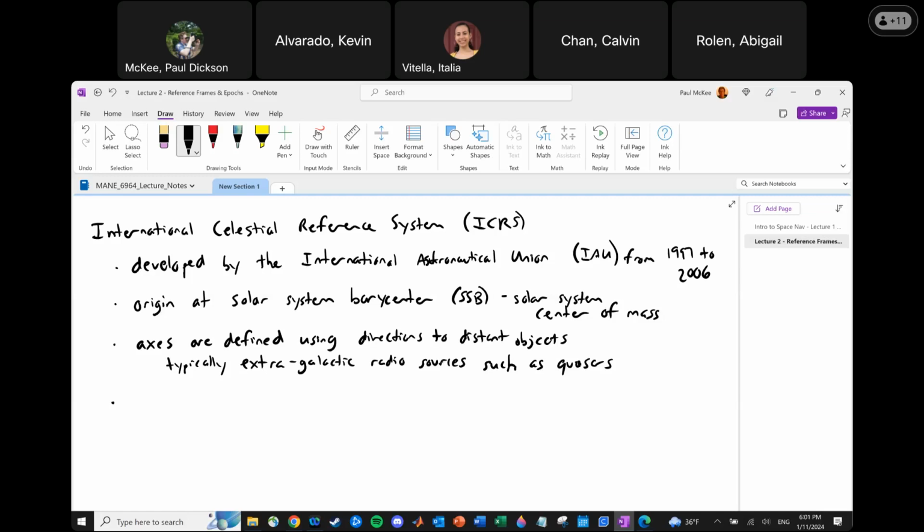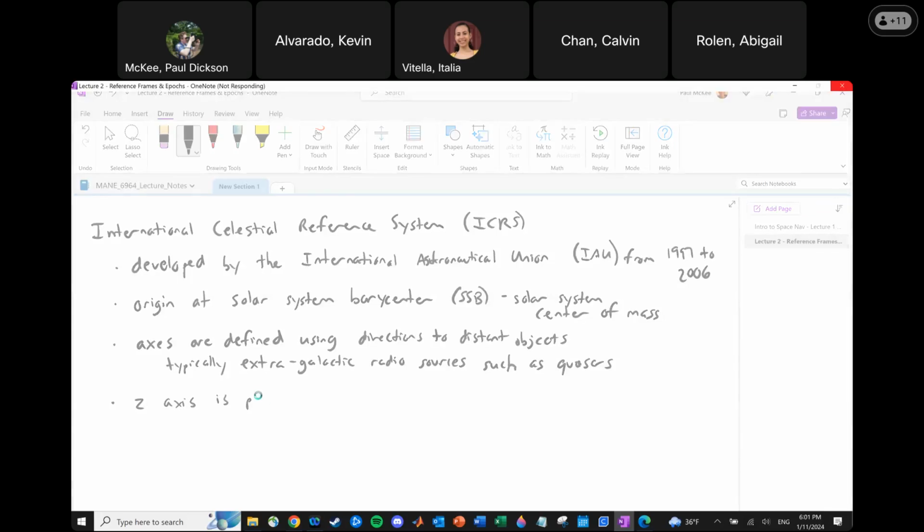So Italia already got one of them. So the z-axis is parallel. Okay.